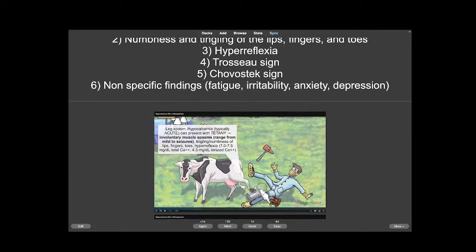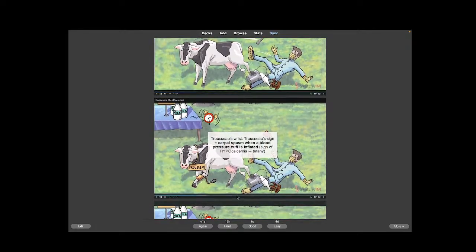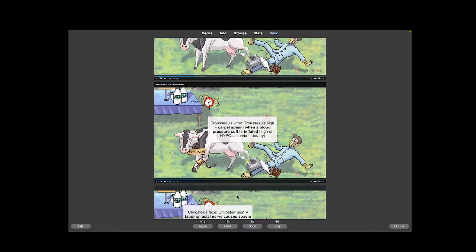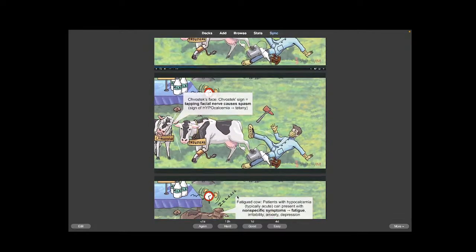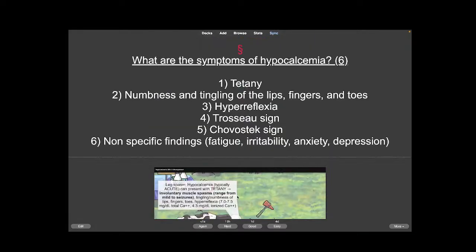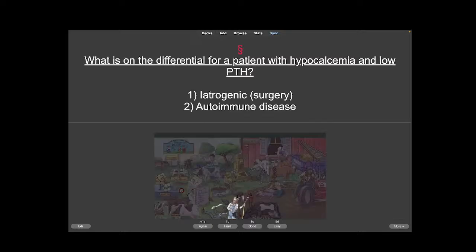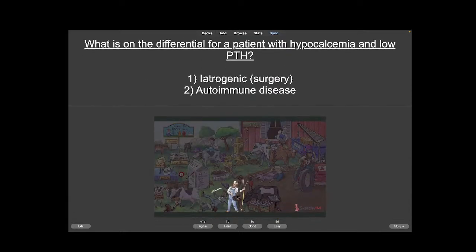No. God. Okay, so what is this? Tetany. We have tingling. What else we have? Hyperreflexia. What else we have? What? Trousseau. Okay, Trousseau sign. Trousseau and Chvostek. Okay. Nice. And what is this? Fatigue. Okay. Now, what is the differential for a patient with hypocalcemia and low PTH? So, we have iatrogenic, surgery, autoimmune disease.